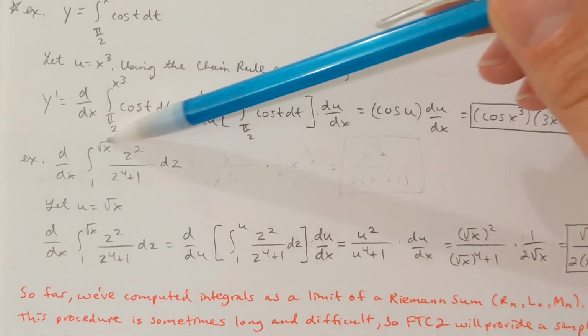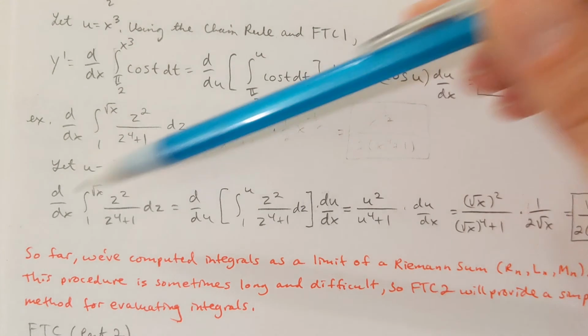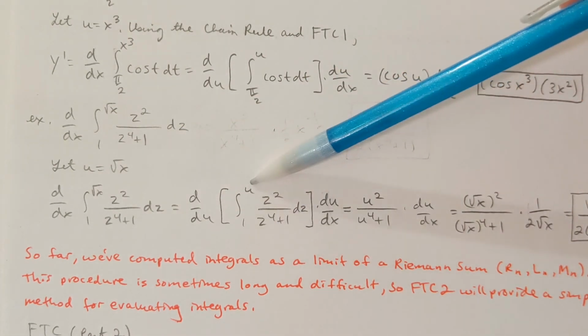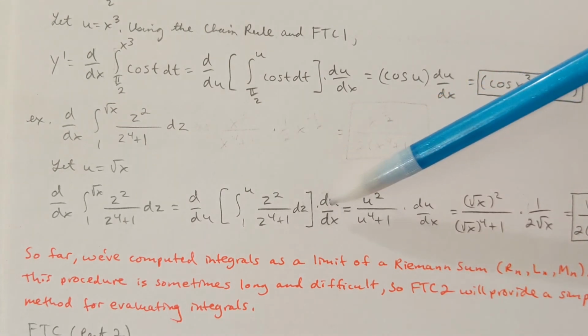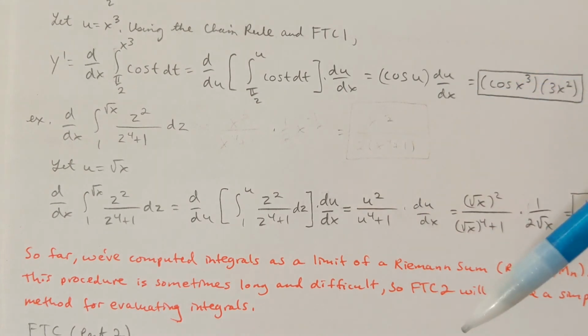And so when I take the derivative of this integral with respect to x, I'd be taking the derivative with respect to u of the integral going from 1 to u of z squared over z to the 4th plus 1 dz, but then I've got to finish the chain rule. I've got to multiply by the derivative of u with respect to x.